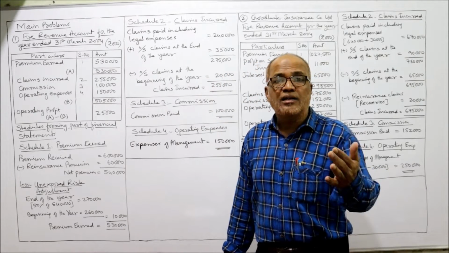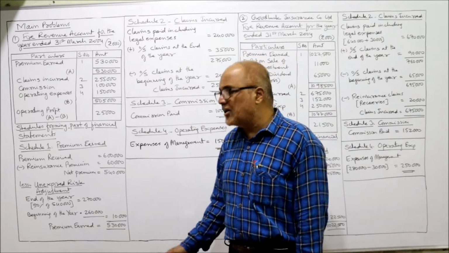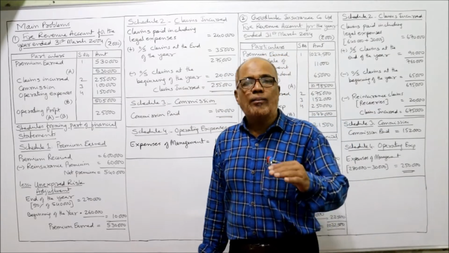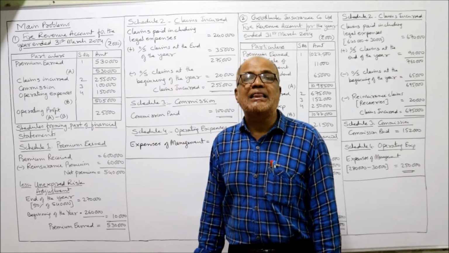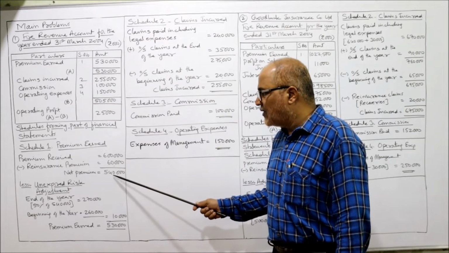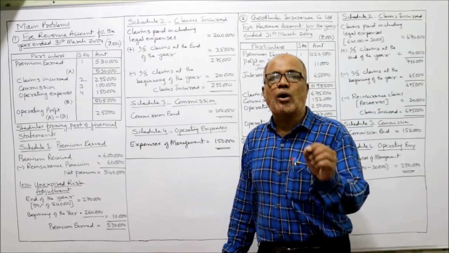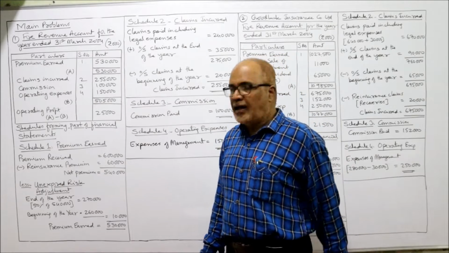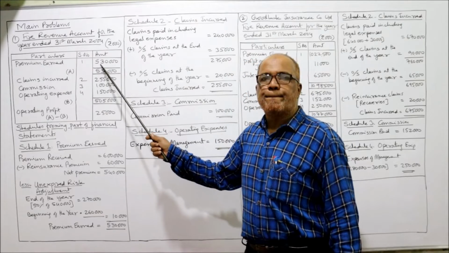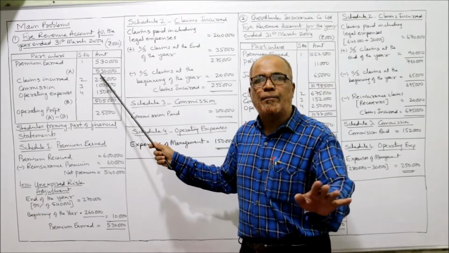Now how much has it increased? Beginning of the year it was 2,60,000, end of the year it is 2,70,000. So how much has the reserve increased? 10,000. That 10,000 you take in the outer column, not deduct. 540 minus 10, 5,30,000 is called premium earned. And this premium earned you have taken here. That's it. First part completed, A part completed, income part over.